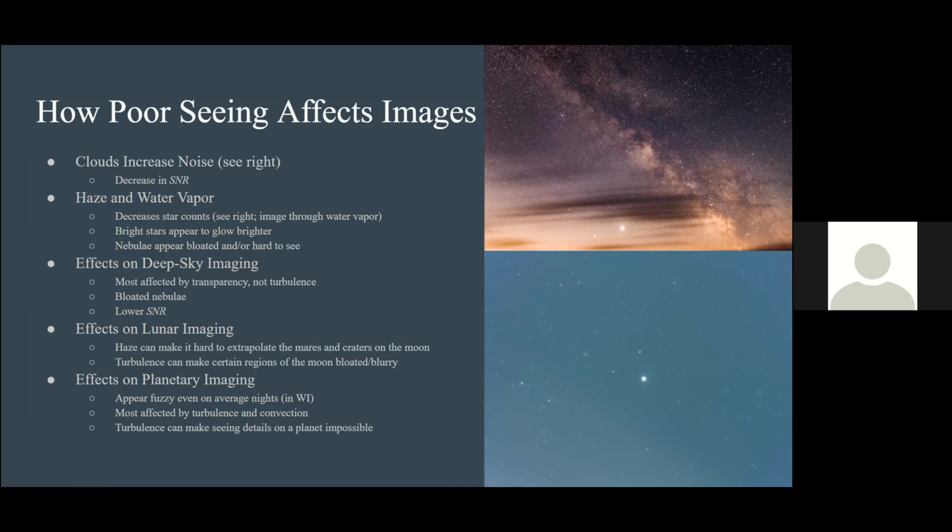Haze and fog can make it very hard to extrapolate the mares and the craters on the moon. And then also turbulence can make certain regions of the moon appear bloated or blurry.